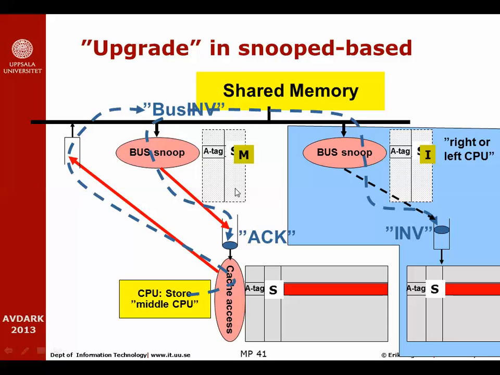What we have, how the rest of the world looks at us. The rest of the world is going to say, the owner of this cache line from now on is the middle, because it has the cache line in state modified.